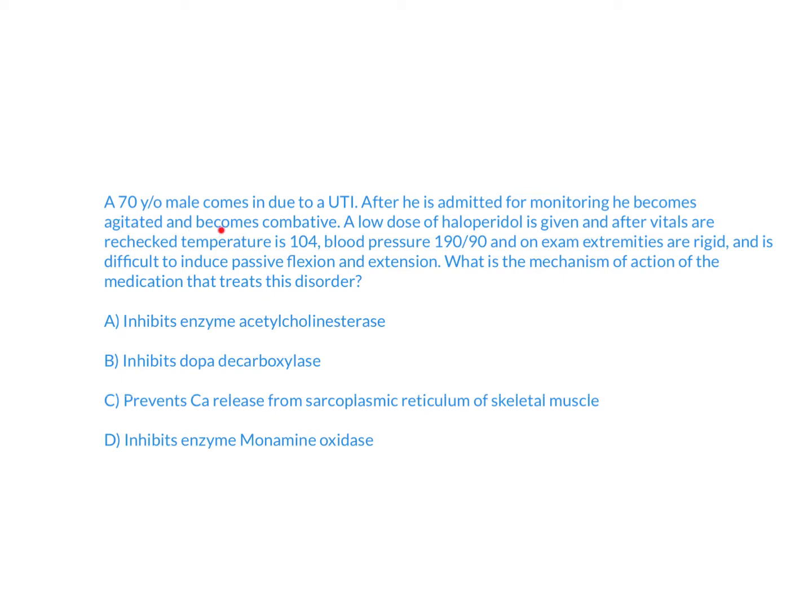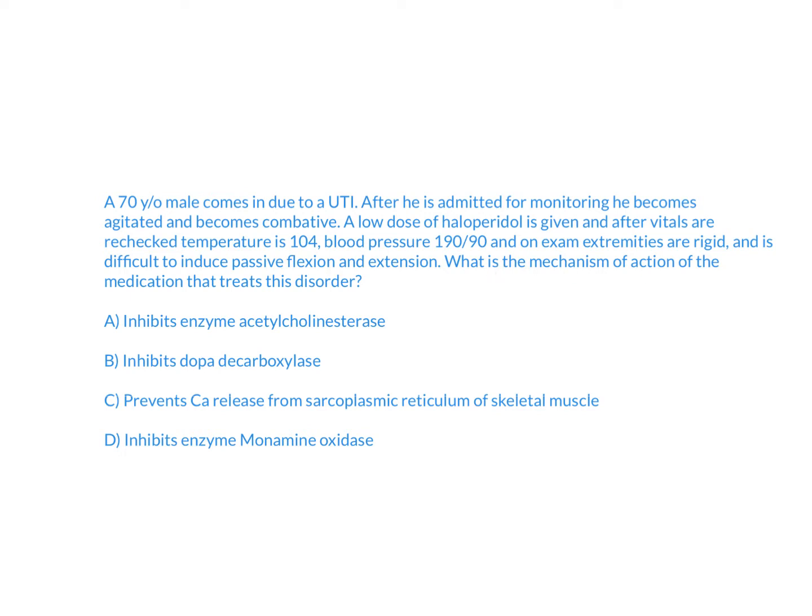A 70-year-old male comes in due to a urinary tract infection. After he is admitted for monitoring, he becomes agitated and becomes combative. A low dose of haloperidol is given, and after vitals are rechecked, temperature is 104, blood pressure is 190/90. On exam, extremities are rigid and it is difficult to induce passive flexion and extension.